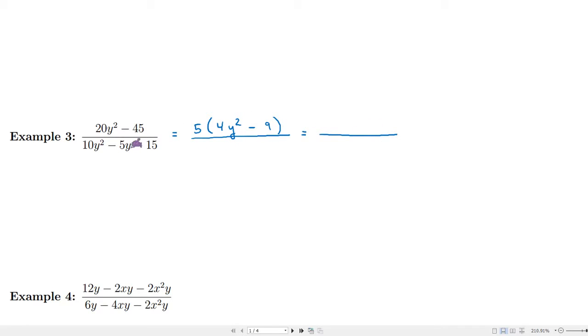And down here, can we factor out a constant to begin with? We have a greatest common factor of 5 here, and we're left with 2y squared minus y, and then minus 3. Now we're going to proceed by factoring what's left over. We can definitely reduce these 5's, right? But we have some things left over that we can factor.